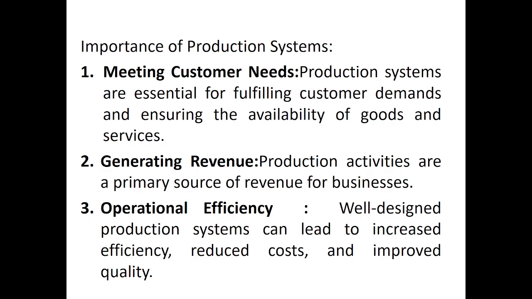Importance of production system. Number one, meeting customer needs, which is one of the most prime important aspects to understand. क्या है importance of production system में? Meeting customer need. Production systems are essential for fulfilling customer demand and ensuring the availability of goods and services. So you need to meet the customer.